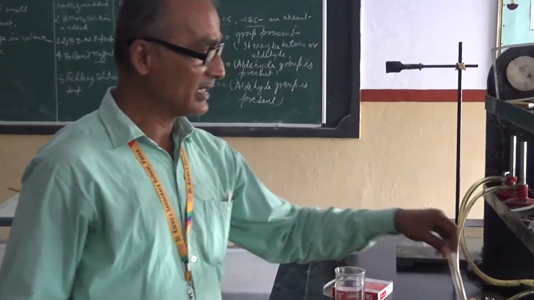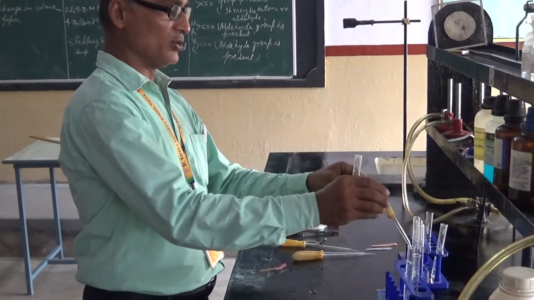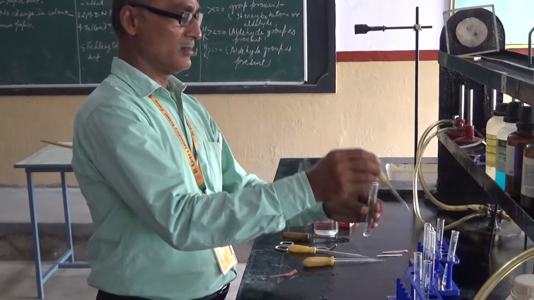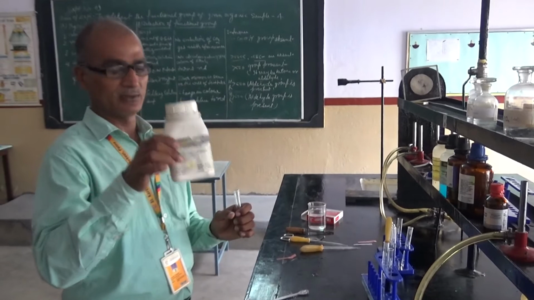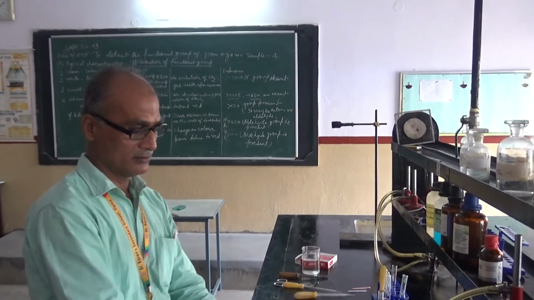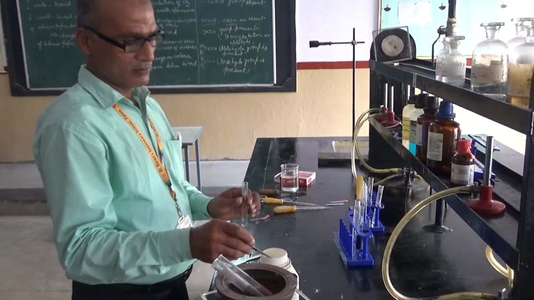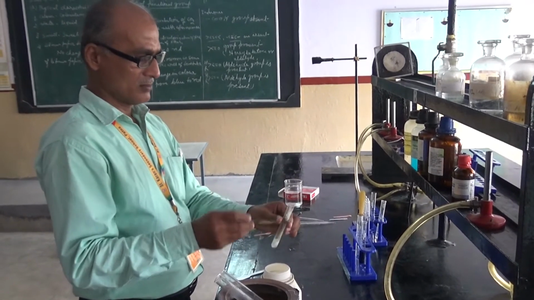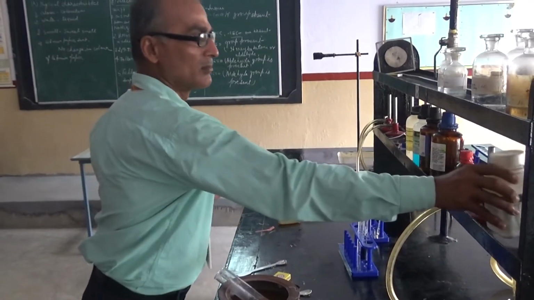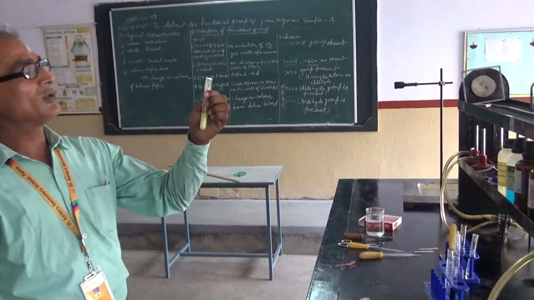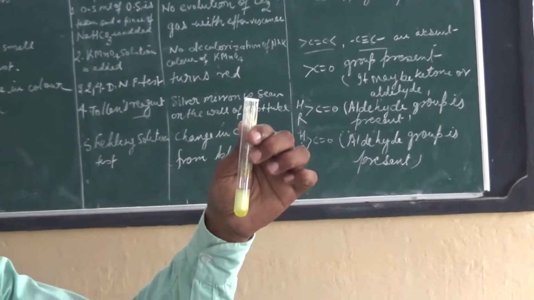We take the organic sample in a dry test tube and add sodium hydrogen carbonate. There is no evolution of any gas. This shows the absence of carboxylic group.